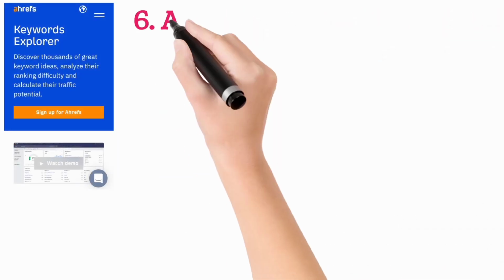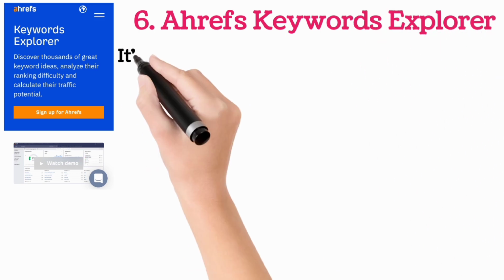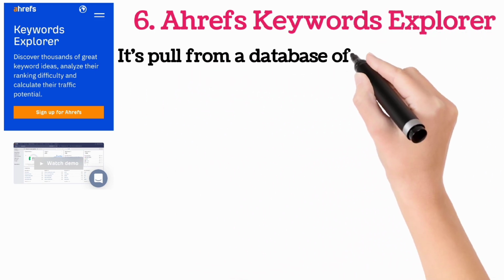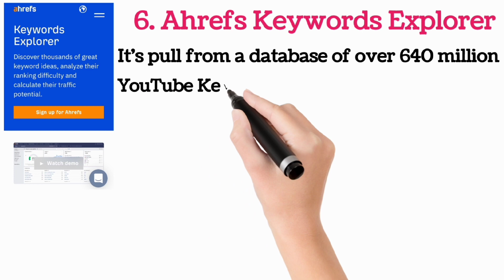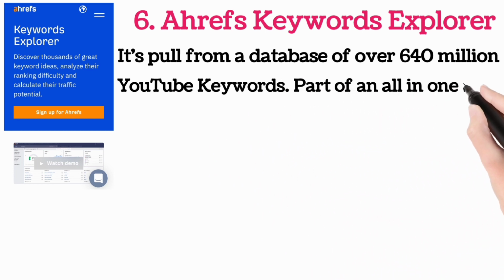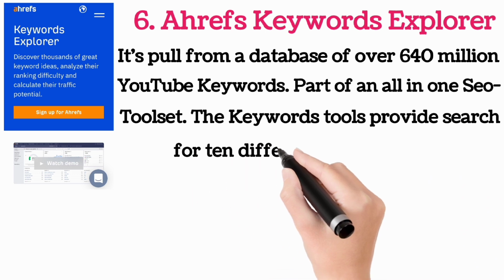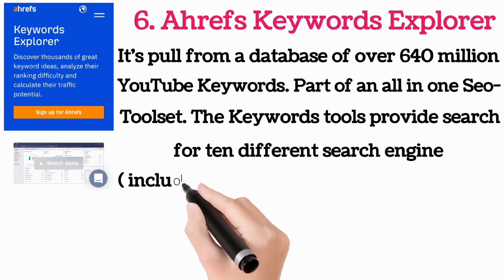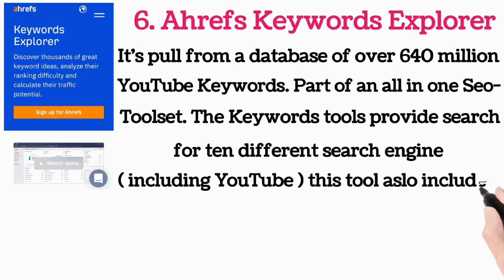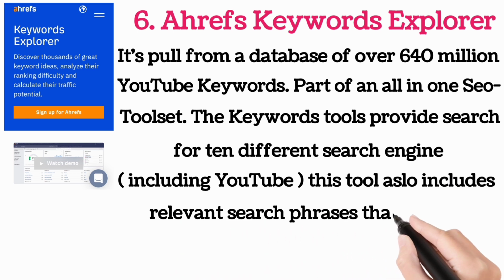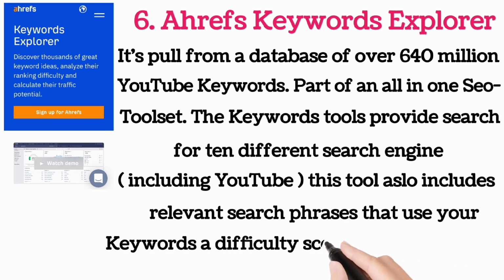6. Ahrefs Keywords Explorer. It's pulled from a database of 640 million YouTube keywords, part of an all-in-one SEO toolset. The Keywords tool provides search volume for 10 different search engines including YouTube. This tool also includes relevant search phrases that use your keyword, a difficulty score and a clicks metric.